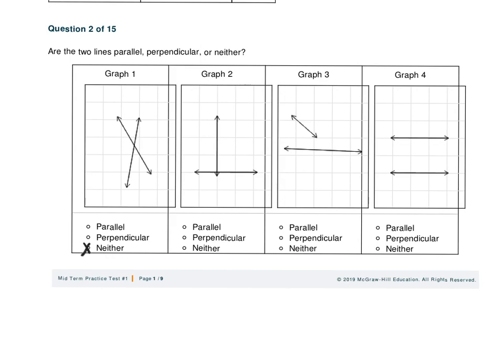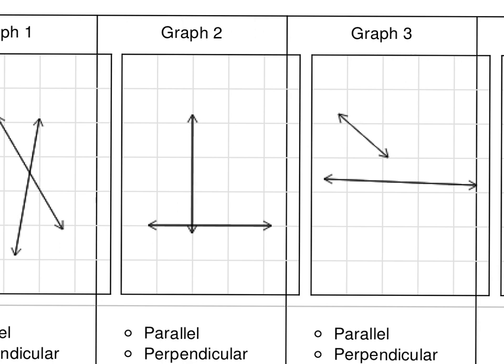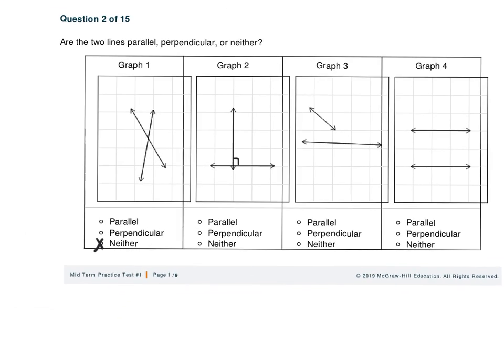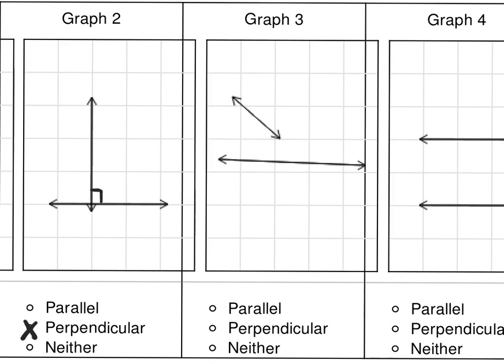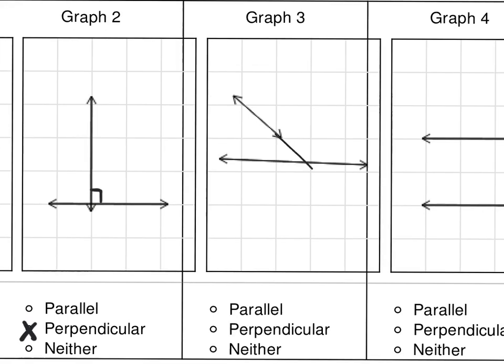But then graph 2 is a great example of 2 perpendicular lines because right here it forms that nice perfect L, which is our 90 degree or our right angle. So graph 2 is going to be perpendicular. Graph 3 has 2 lines on there. They're not intersecting yet. They're also not perfectly parallel because eventually if I were to continue this line this way, they would cross, but it wouldn't be that perfect right angle. So this is a neither.